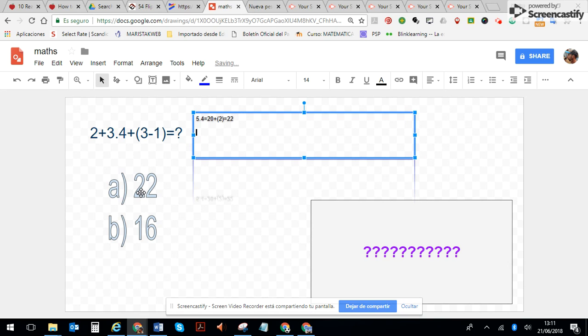However, there's another possibility, which is 16. And how do we get there? Well, we would get there by going for the multiplication first. So it'd be 2 plus 12. And then we would finish off with the parenthesis, which is 2. And if we do this, well, we would get 2 plus 12 plus 2, and the answer is 16.